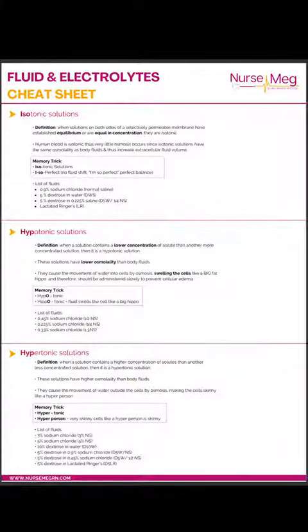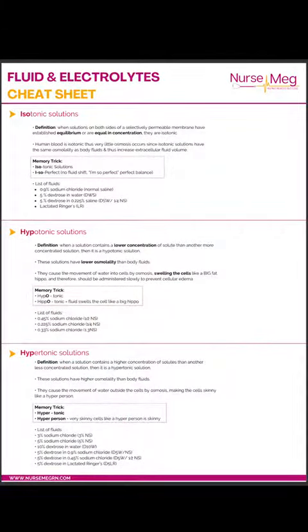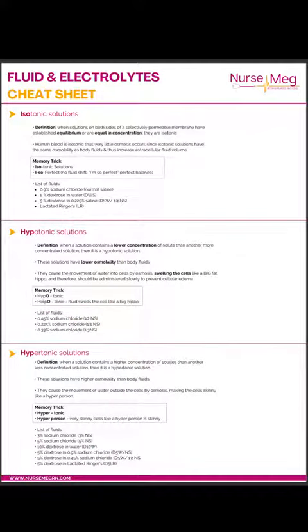Hypertonic, hyper, is when the solution contains a higher concentration of solutes than the rest. So this means they have a higher osmolality than the body fluids around it. Hypertonic person, very skinny. Hyper person, this is because we are moving water outside of the cells by osmosis.